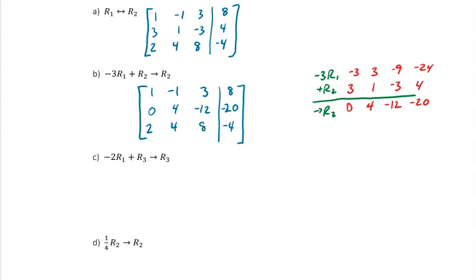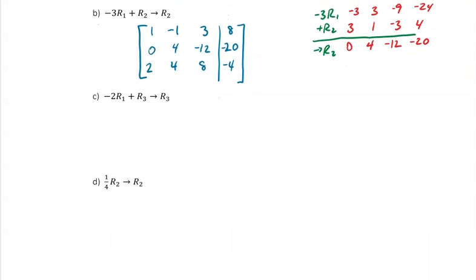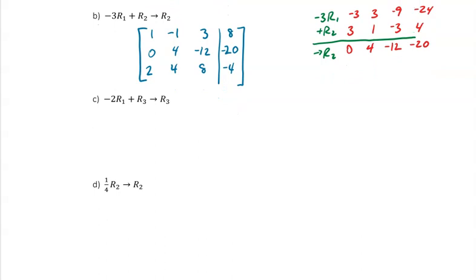All right, let's move on to part C. Remember, we're going to use the one from part B to do part C. So again, this is another combination one. So we're going to start off by going off to the side. We want -2 row 1 plus row 3 will replace row 3.